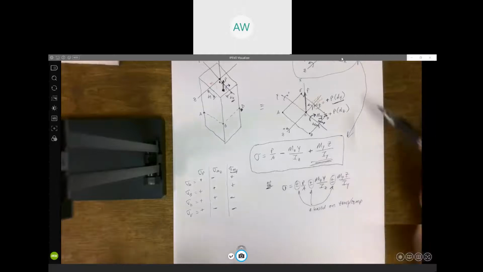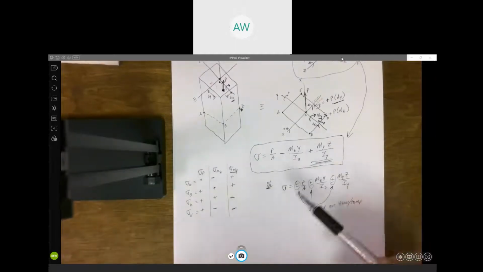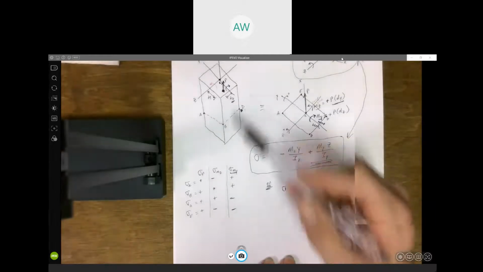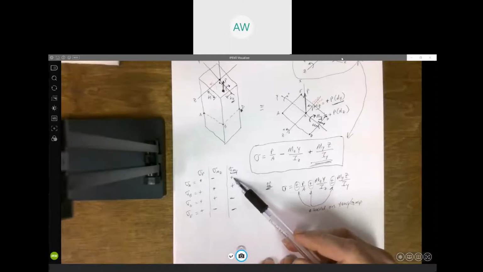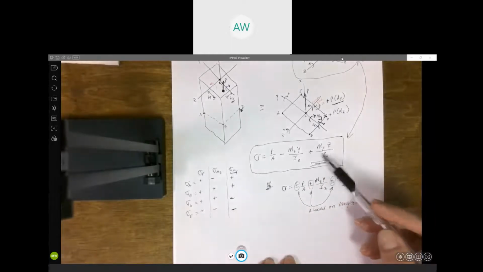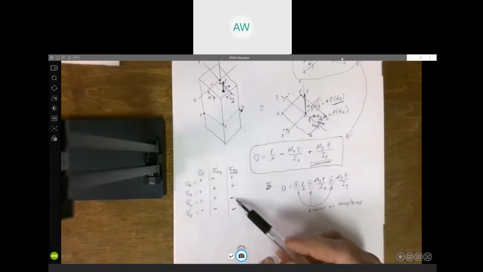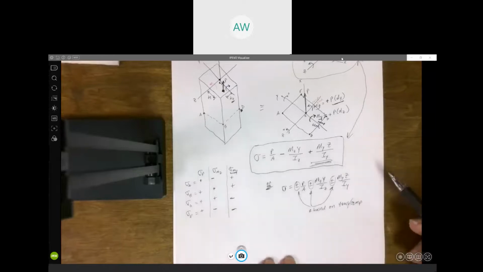If you're going to use the sign convention, and if you have time, it's worth your while maybe to go back and check yourself and see, okay, I know this moment's causing tension here, I better have a positive term here. And if you're looking at, say, point D, I know it's causing compression at D. This term better come out negative if I'm calculating the stress at D.